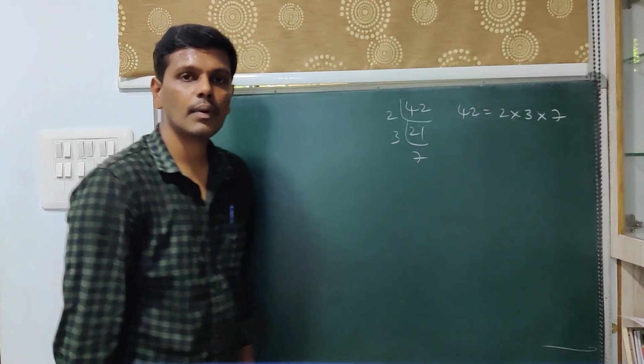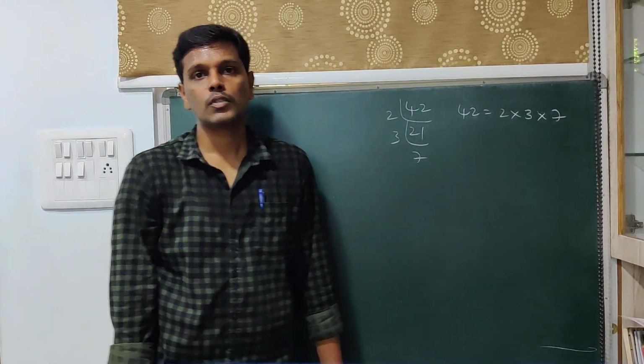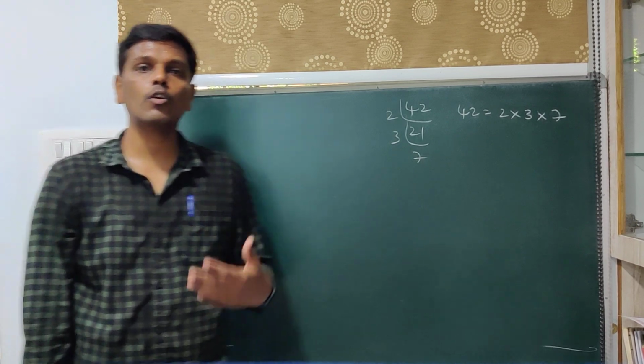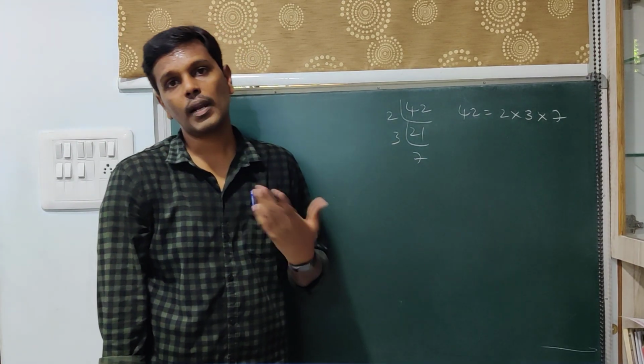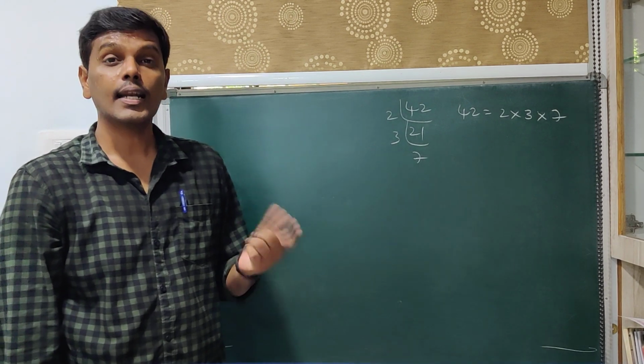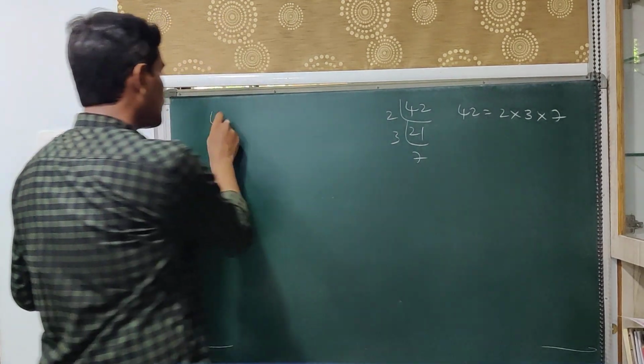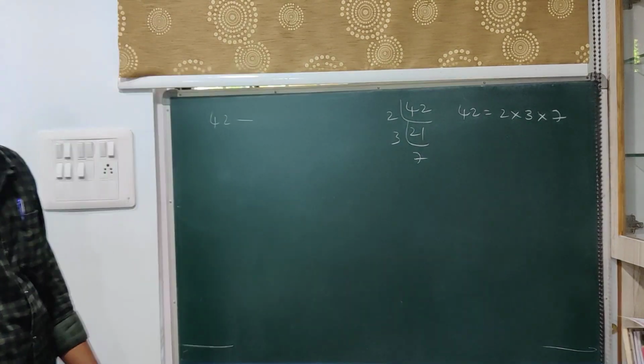So what do we mean by prime factorization? Prime factorization is basically writing a given number as a product of its prime factors. Then what is a prime factor? Prime factors are the factors which are prime numbers. Let us list out the factors for 42.